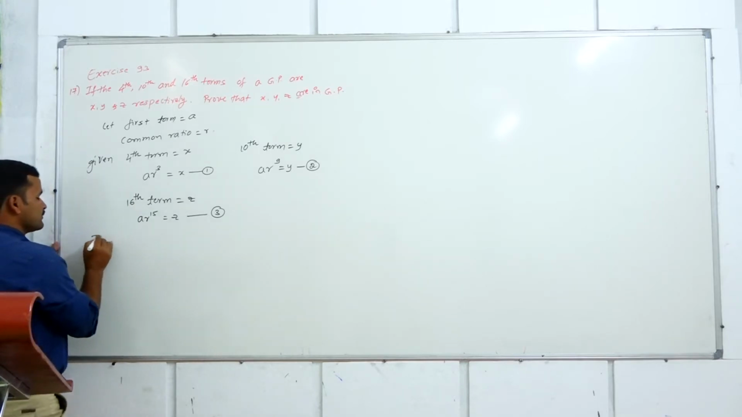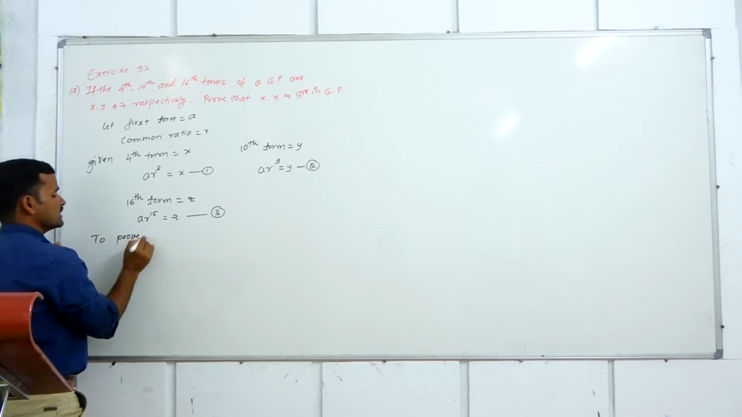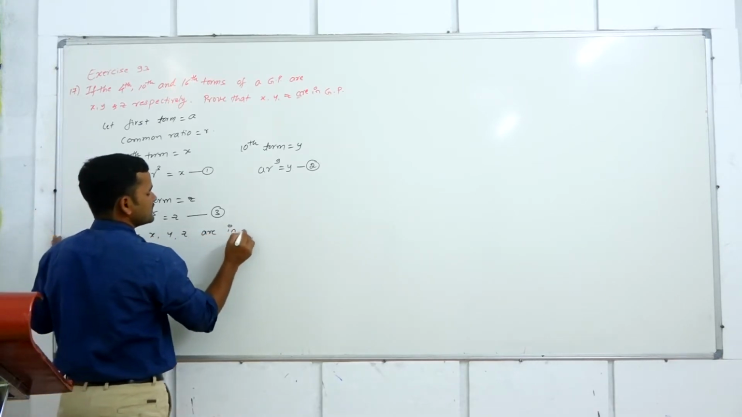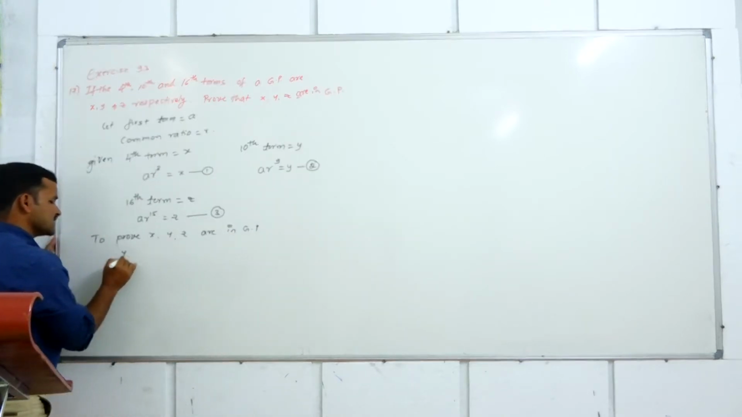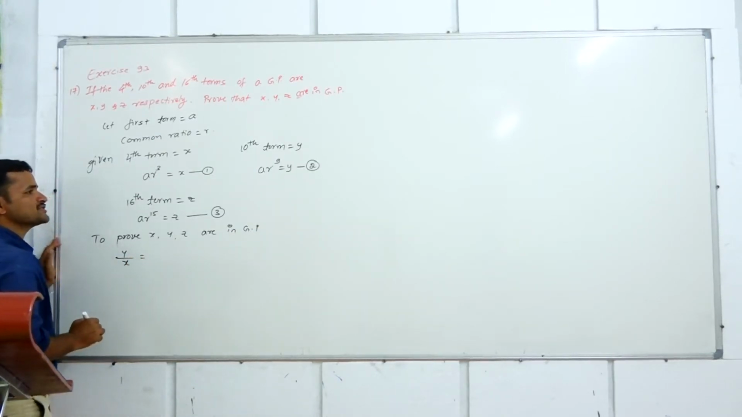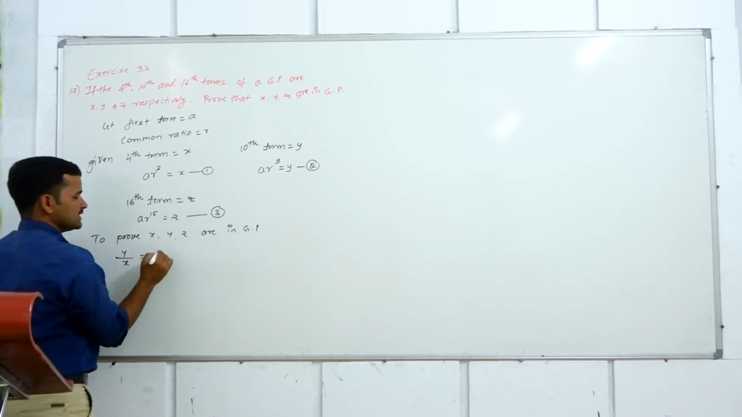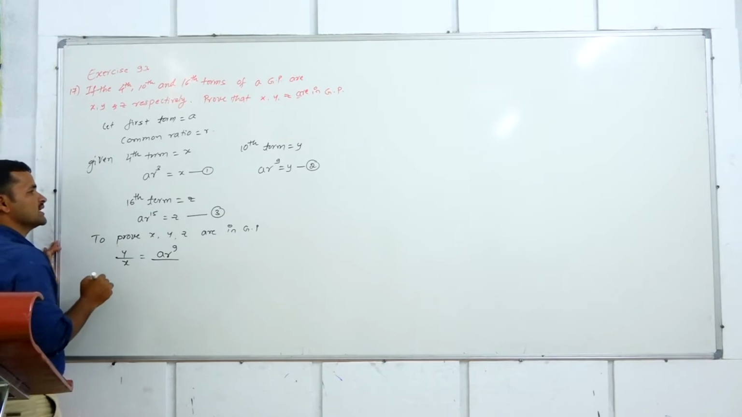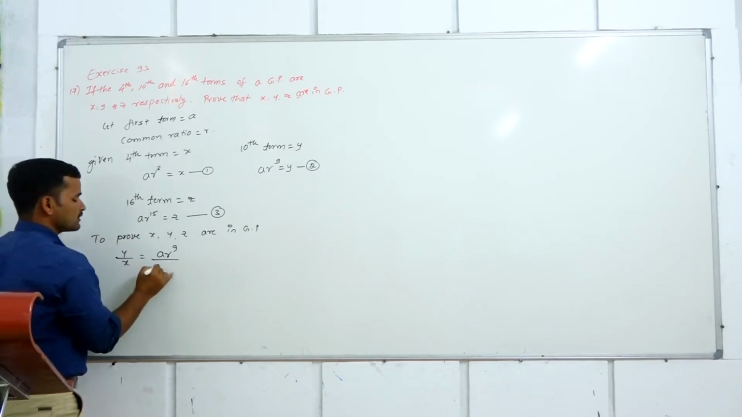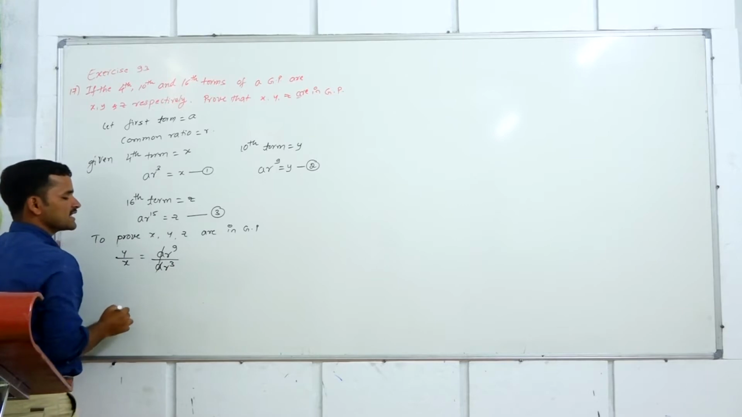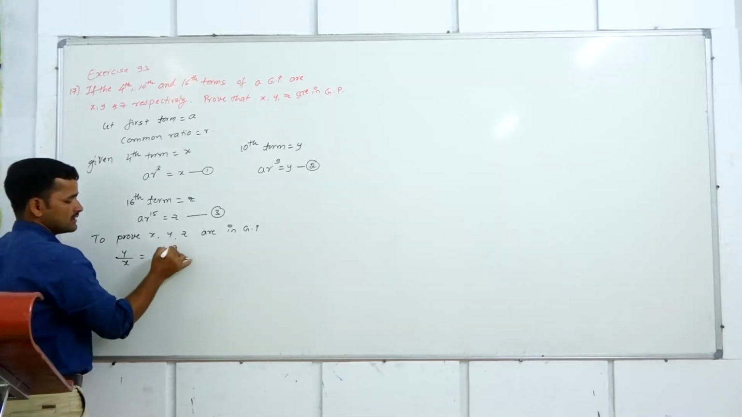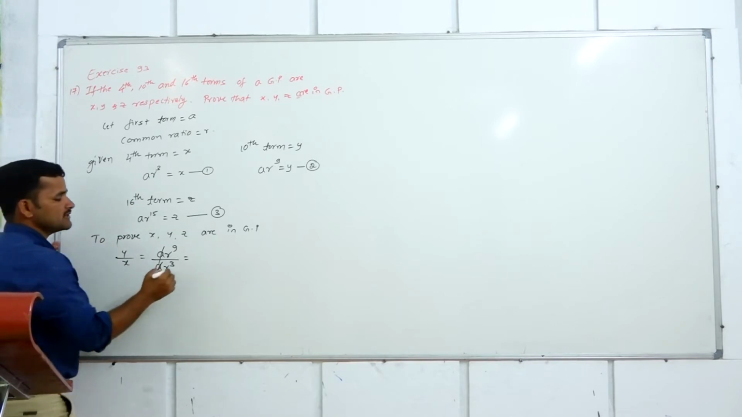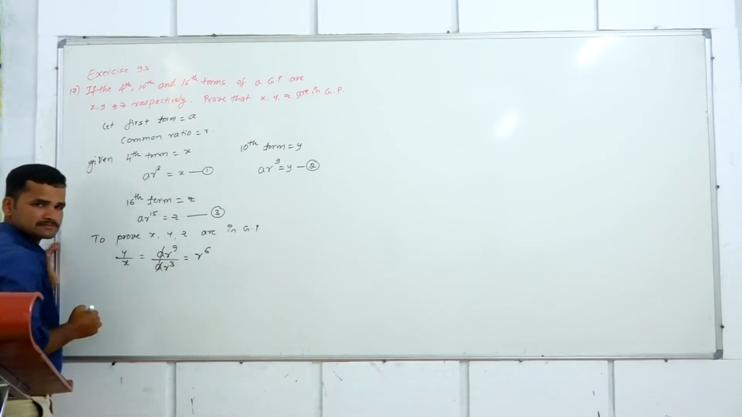Okay. To prove x, y and z are in GP, let us take y by x. What is y by x here? y is a into r to the power of 9 divided by x, which is a into r to the power of 3. a gets cancelled. r to the 9 by r to the 3, cancel 3 times, we are left with r to the power of 6 in the numerator.